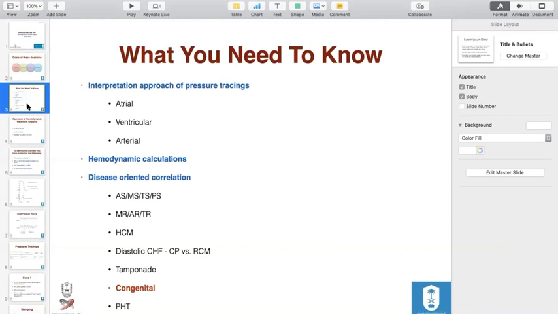And three, you have to develop a disease-oriented correlation of hemodynamic tracings, whether you have a stenotic pathology, regurgitant pathology, hypertrophic cardiomyopathy, or diastolic heart failure like constrictive pericarditis versus restrictive cardiomyopathy, which is a classic hemodynamic tracing that we like to challenge. It's one of my favorite pathologies and needs a separate session, if you understand the approach to hemodynamics in this presentation, inshallah. Also tamponade physiology, congenital diseases, and approach to pulmonary hypertension. So I'm going to talk about the approach, and then select a few cases. We can't cover all the pathologies, but inshallah in future sessions my colleagues will cover those.